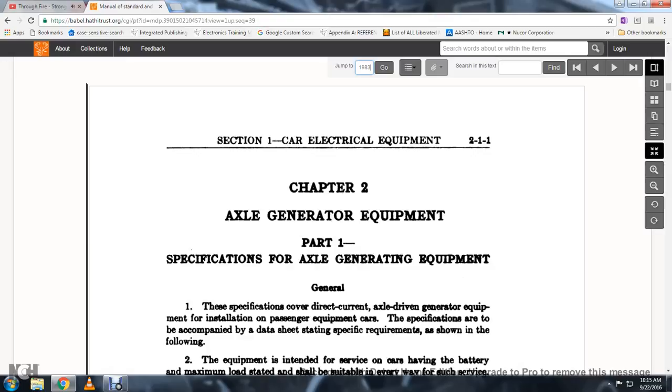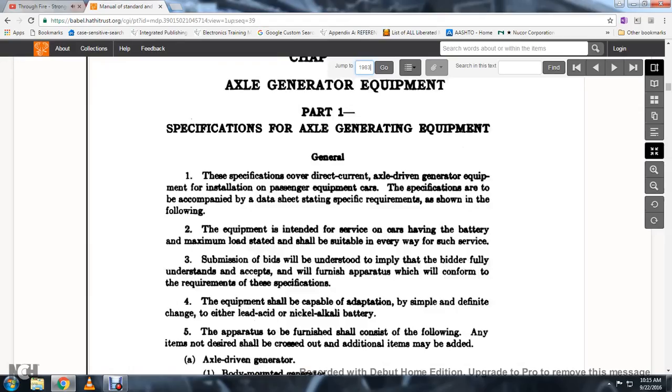Chapter 2, Axle Generator Equipment, Part 1, Specification for Axle Generating Equipment. These specifications cover direct current axle-driven generator equipment for installation on passenger equipment cars. The specifications are to be accompanied by a data sheet stating specific requirements. Submission of bids will be understood to imply that the bidder fully understands, accepts, and will furnish apparatus that will conform to the requirements of these specifications.